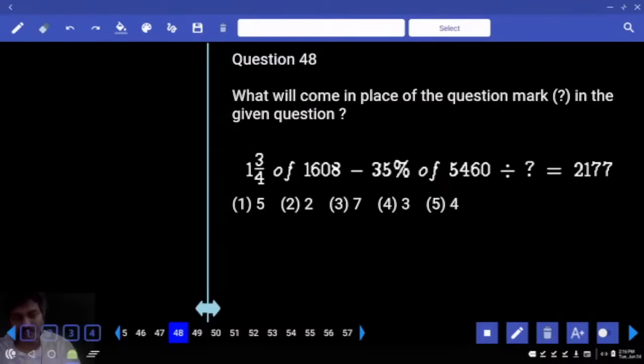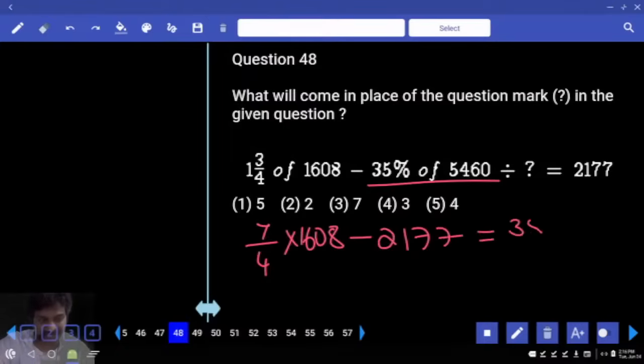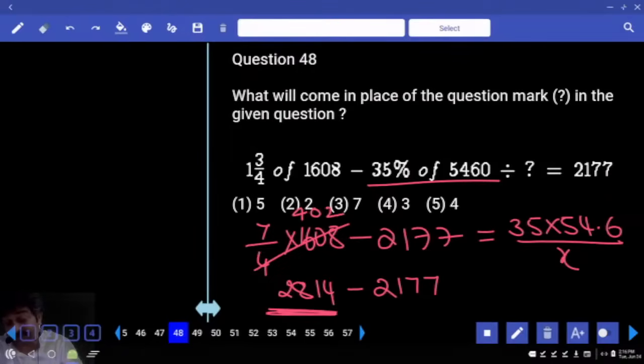1 3 by 4, 7 by 4 into 1608. This number goes to the right hand side and the right hand side number comes to the left hand side. Are you okay? This is equal to 35%. 35 into 1% value 54.6 divided by x. 440 times 7 into 400, 2800. 2 into 7 is 14 minus 2177. Let me calculate this value. This is how much more than 600? 2600. Sorry, how much more than 2200?